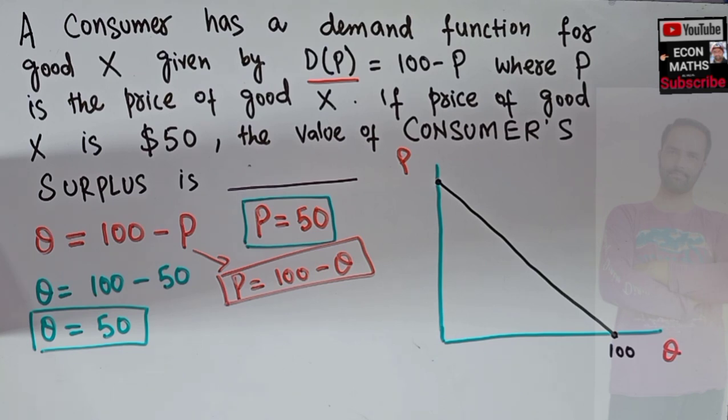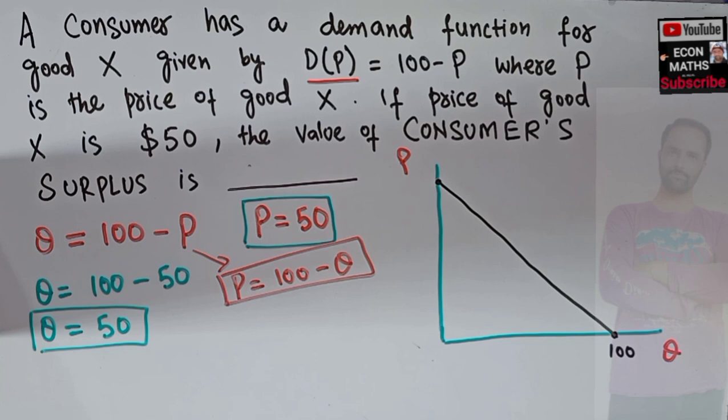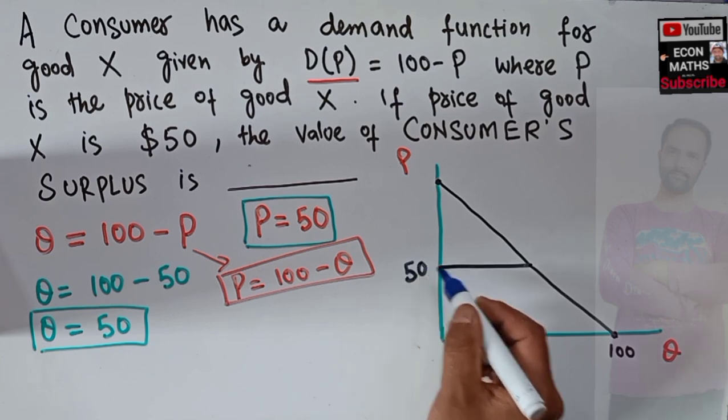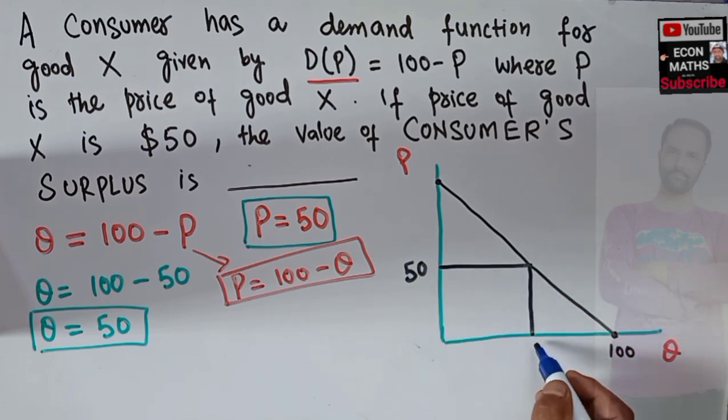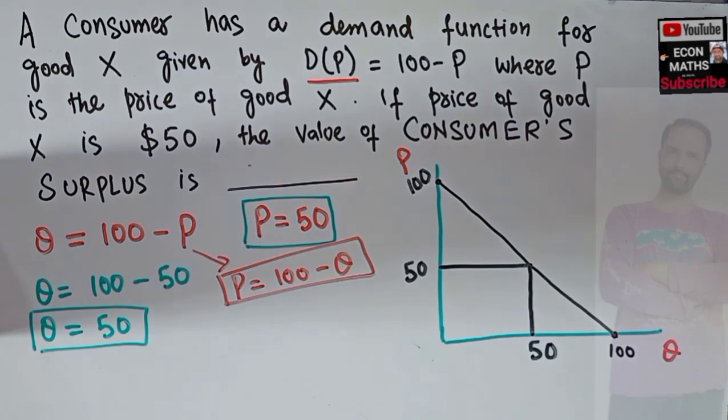Also we are being told that at a price of 50, so let us say we have a price of 50 here, quantity demanded is also 50. We need to find out the consumer surplus. What is consumer surplus? Let me write it here. Here the price intercept is 100. Now what is consumer surplus?